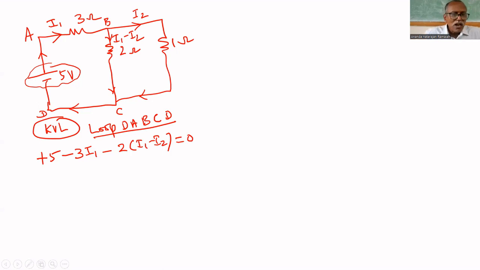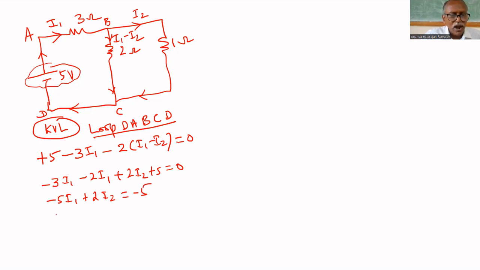Simplify that. If you simplify that, what will you get? 5 minus 3I1 minus 2I1 plus 2I2 equal to 0. Or we can say that minus 5I1 plus 2I2 equal to minus 5. Or 5I1 minus 2I2 equal to plus 5. Let it be the first equation. Am I correct or not? This is to understand.